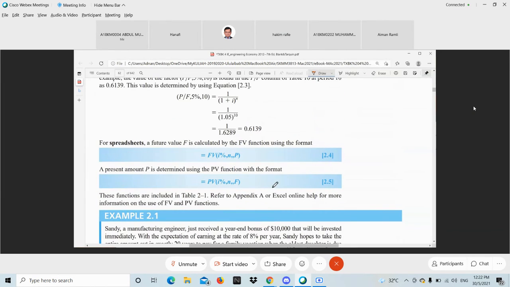If you use an Excel spreadsheet, you find this formula FV, future value, with the interest, the period, and the P value. If you want to find the amount of P, you go to PV. The present amount P is determined using the PV function with this format. This is what the spreadsheet uses.